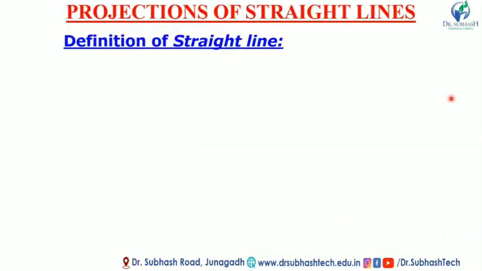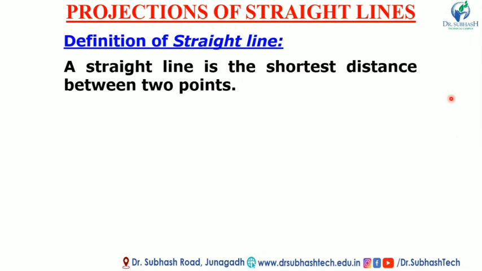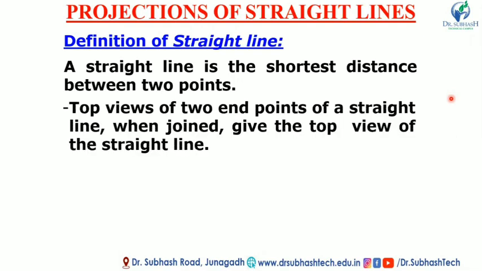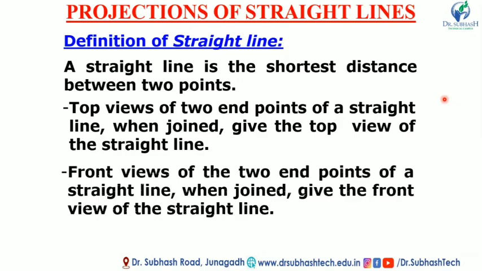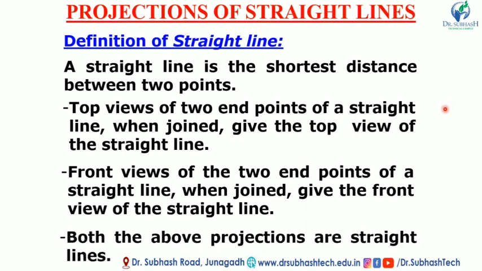Definition of a straight line. A straight line is the shortest distance between two points. That means if we join the two points by the shortest way, it becomes a line. The top views of the two endpoints of a straight line, when joined, give the top view of the straight line. The front views of the two endpoints, when joined, give the front view of the straight line, and both of these projections are straight lines.